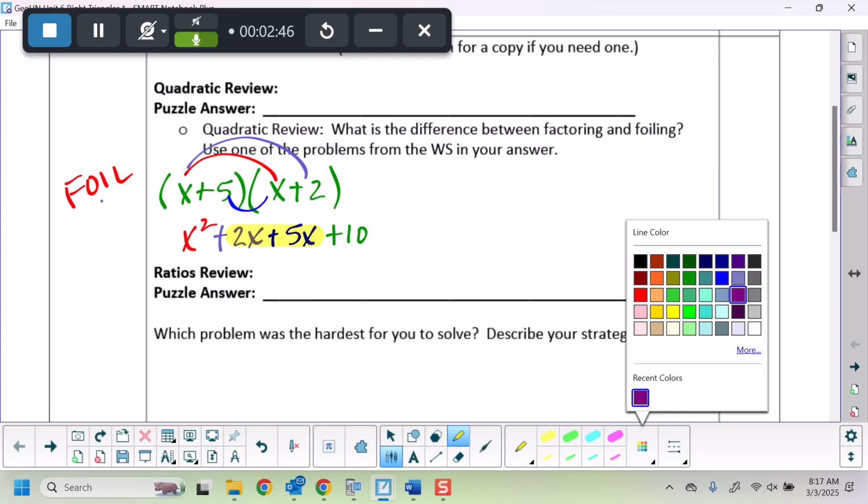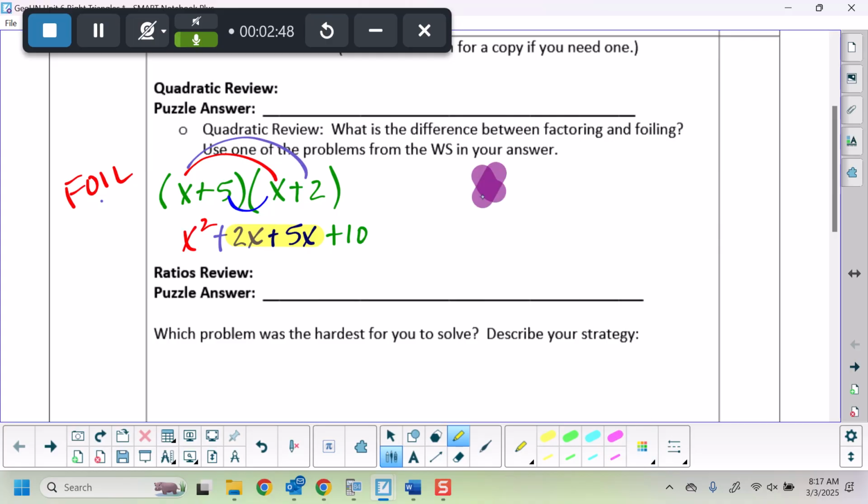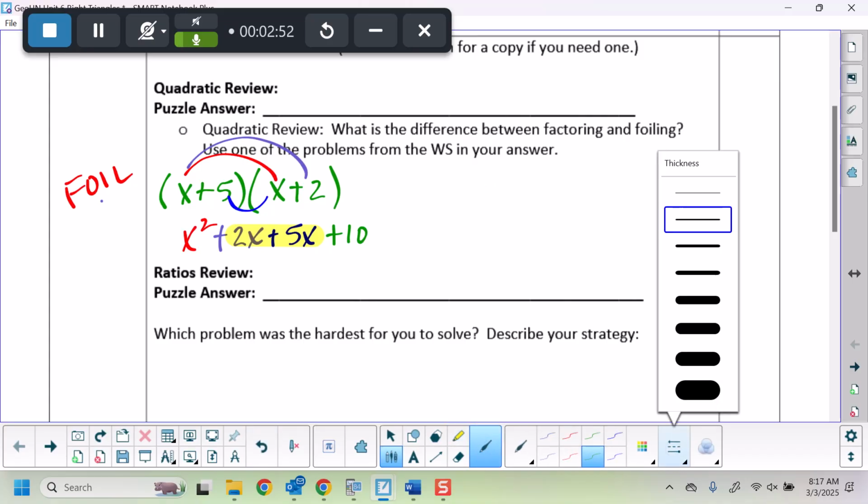So what the worksheet wanted you to do, oops, that's not what I wanted. Hold on, wrong thing. Let me click on this instead.